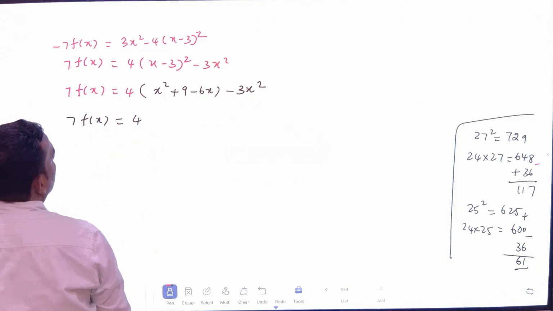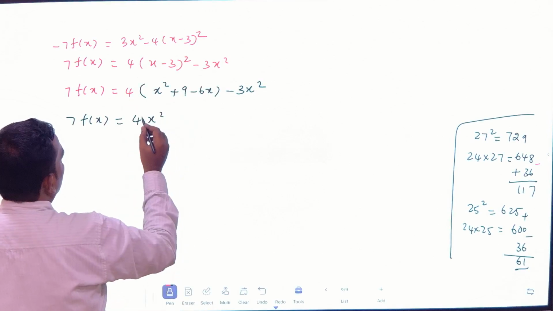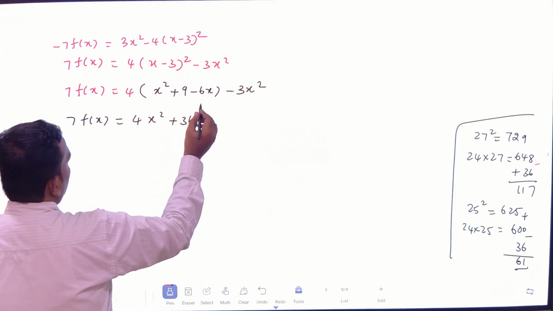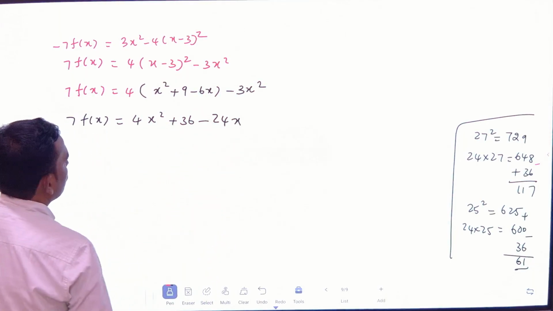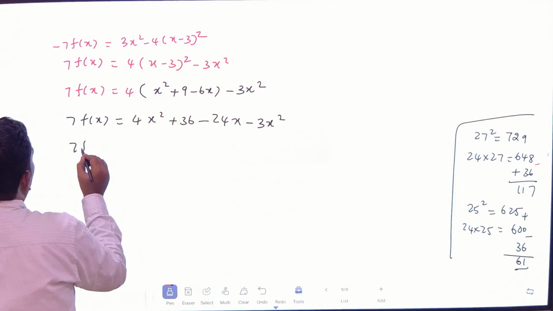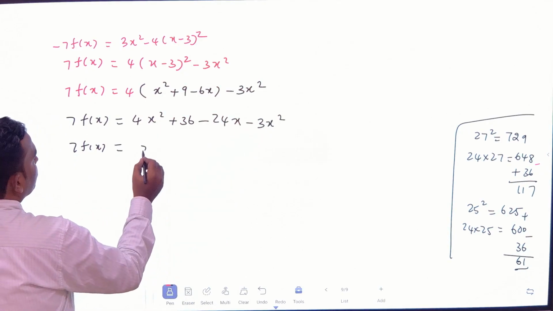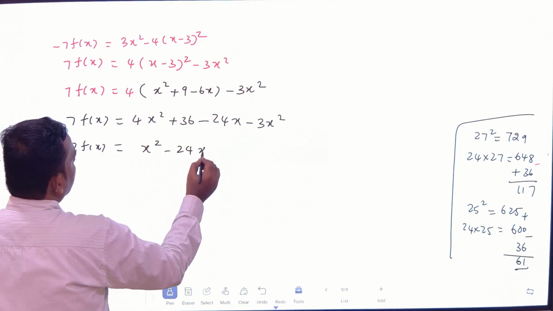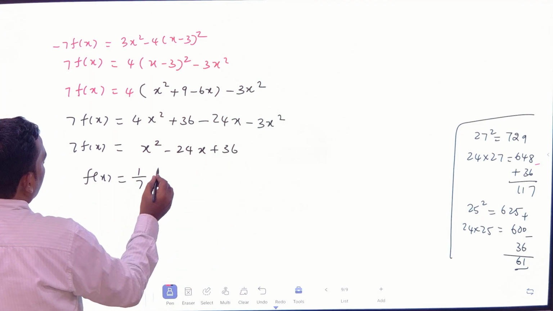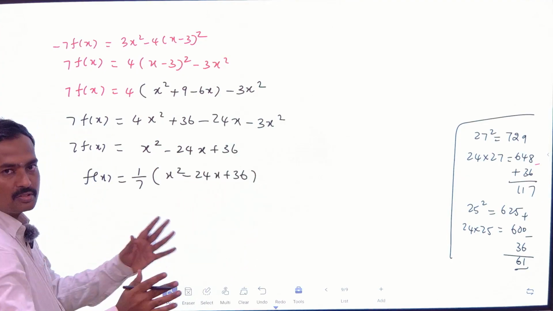You can simplify this again. 4x square, 4 into 9 is 36, minus 24x, minus 3x square. Therefore 7 times f of x equal to 4x square minus 3x square, which is x square, minus 24x plus 36. So f of x equal to 1 by 7 times x square minus 24x plus 36 is your function.